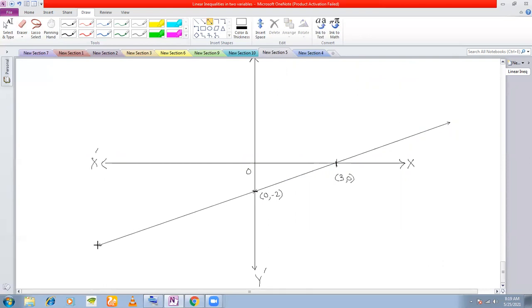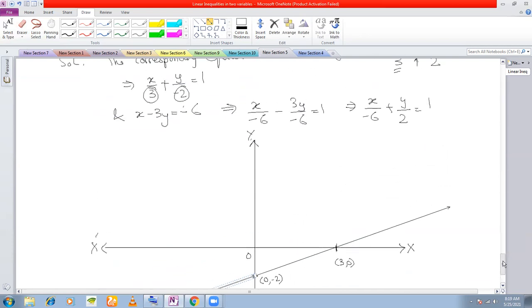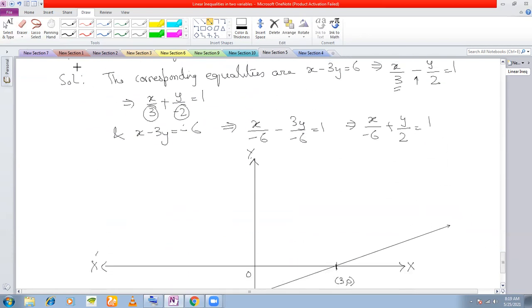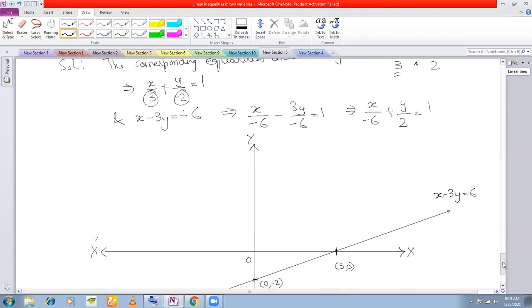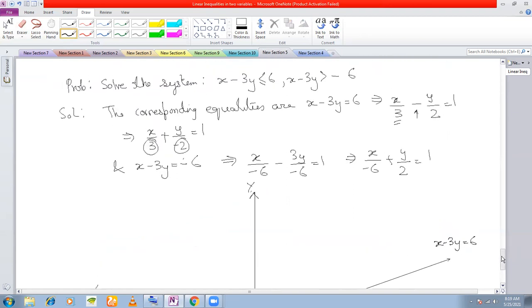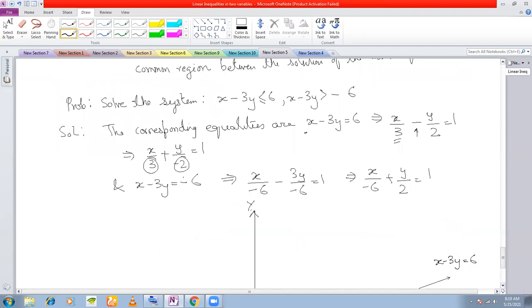Okay, so this is our straight line. Let's write the equation of the straight line here. It is x minus 3y is equal to 6. For the next one, we have x minus 3y. Can you say these two straight lines are parallel? x minus 3y is equal to 6 and x minus 3y is equal to minus 6. Are these parallel?